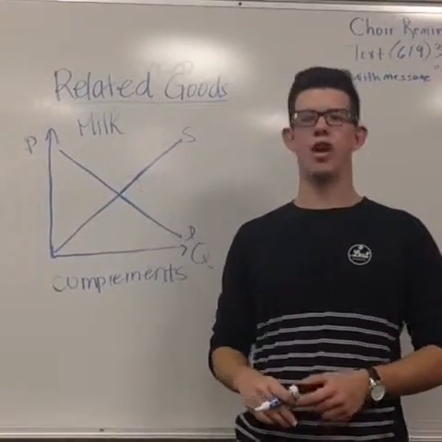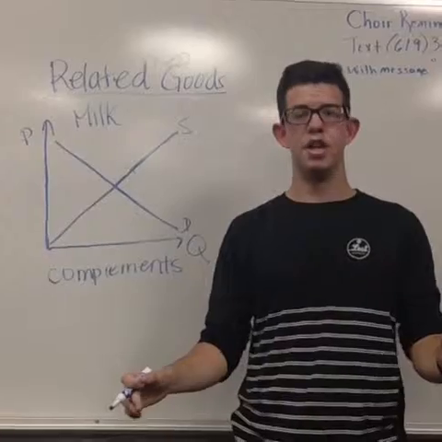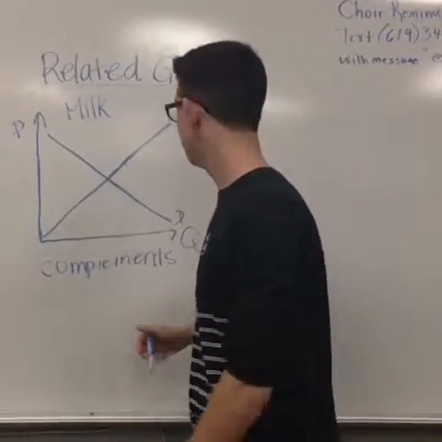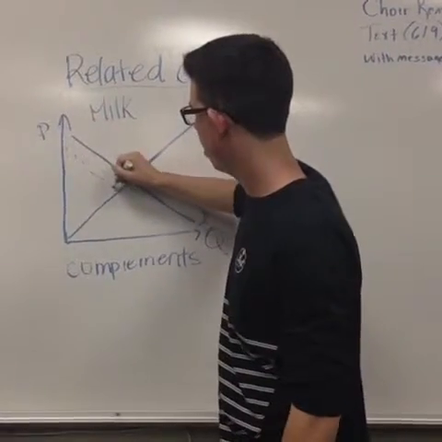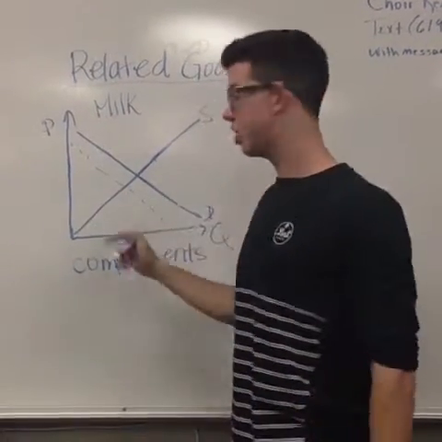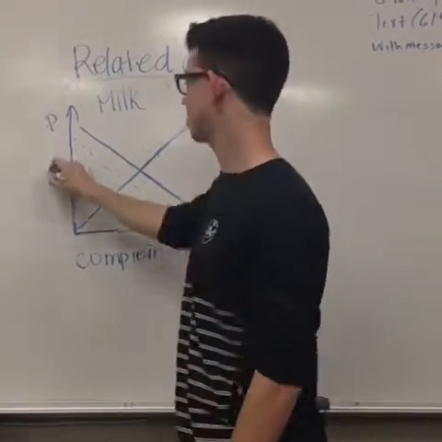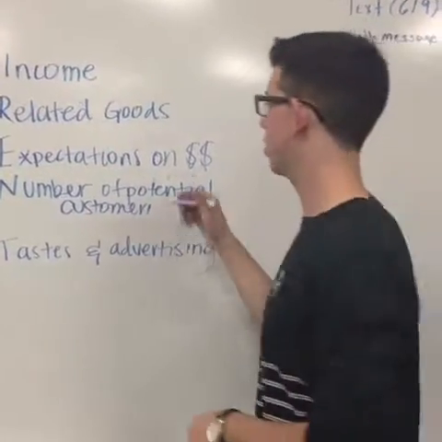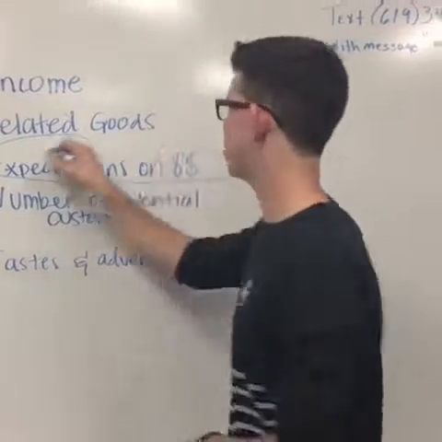Alright, let's say they find out that all the grain in America is infected, so the demand for cereal is going to go way down. Since they're complements, the same thing is going to happen to milk. We're going to see a shift right here, and the demand is going to decrease, which means quantity goes down, price goes down. Moving on to the third factor that shifts the demand curve, expectations on future prices.